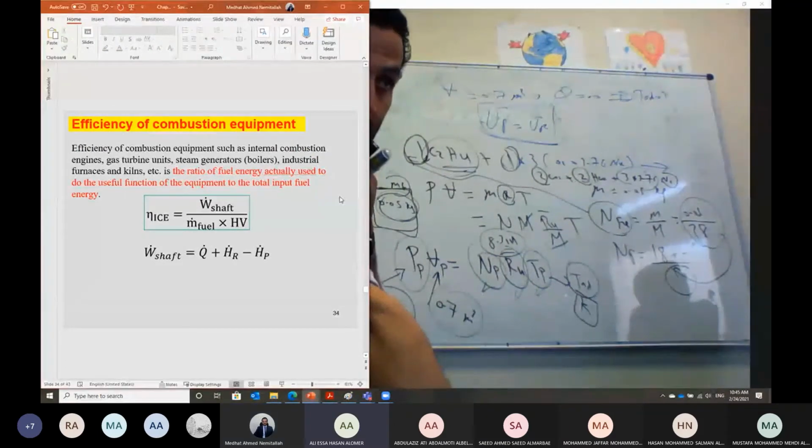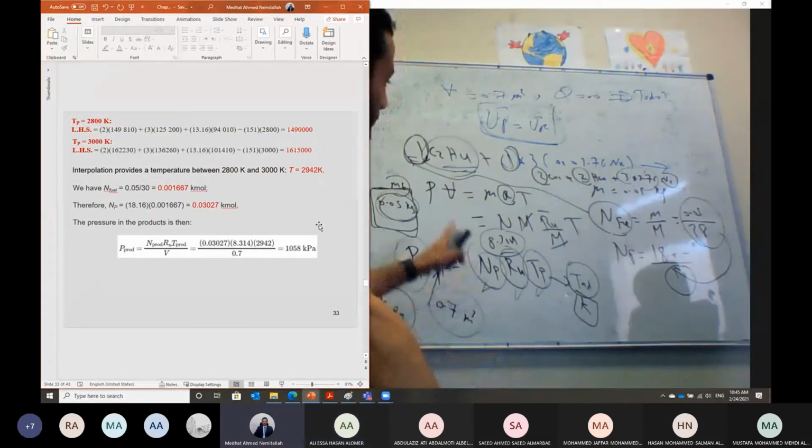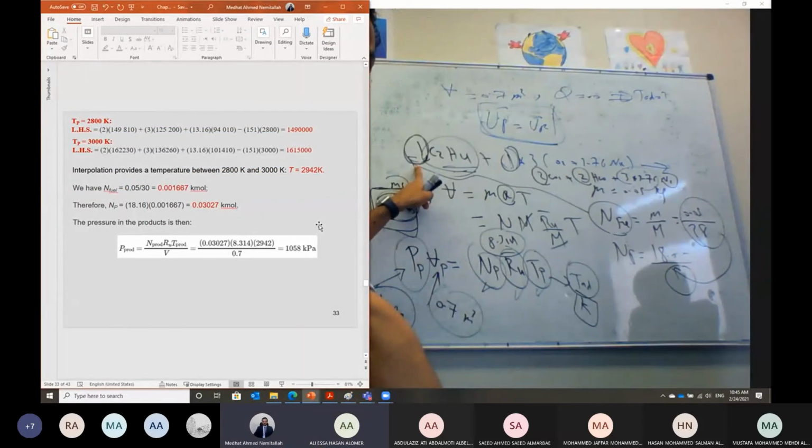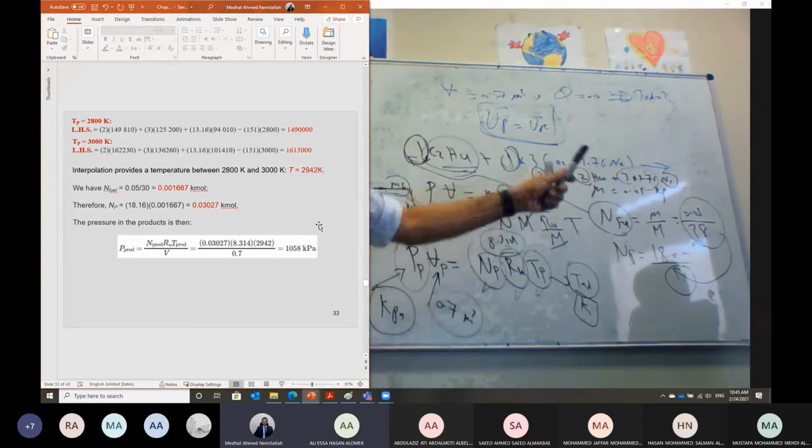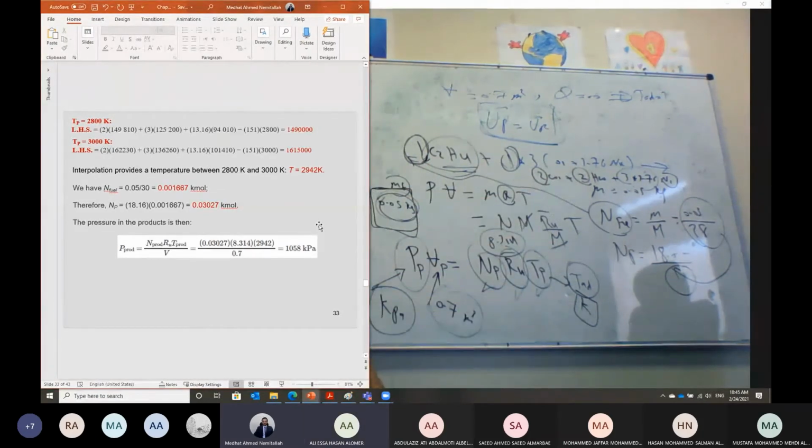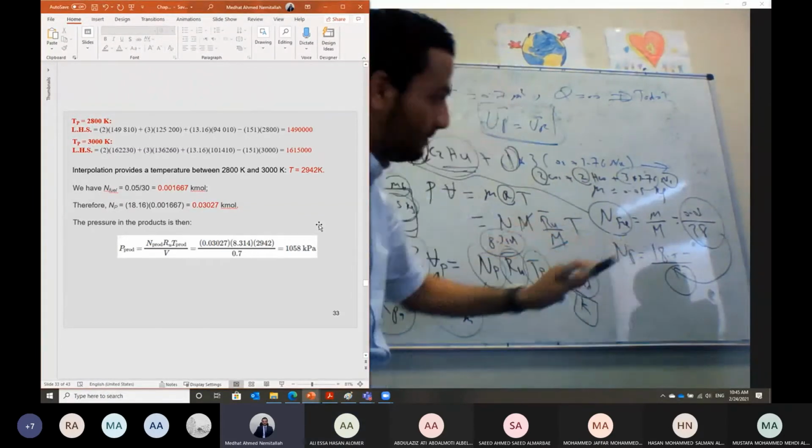So 18 multiplied by the number of moles of fuel. To calculate the, okay. So we assume in the combustion equation that we have 1 kilomole of the fuel. But actually we don't have this 1 kilomole. We have only 0.05 kilomole. Shouldn't we multiply the whole equation by the number that we got? Yes. You have to multiply the whole equation by this number. So the number of moles of product will be reduced in this case. Got it. Yes.